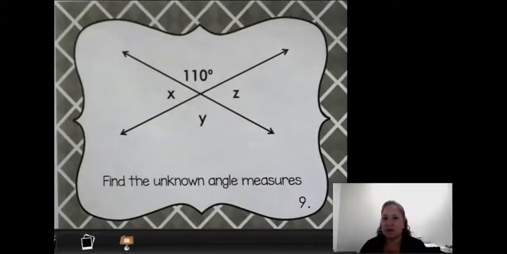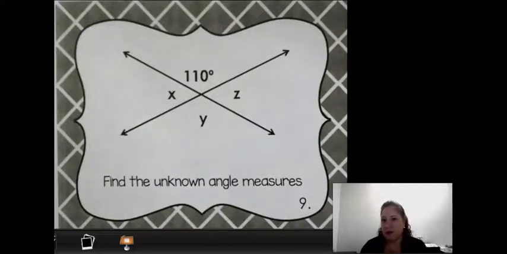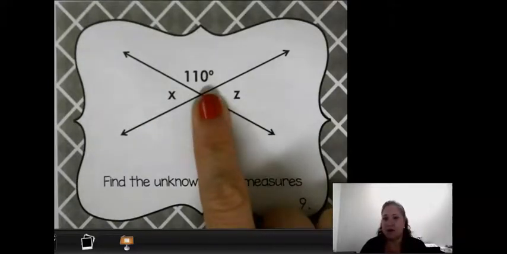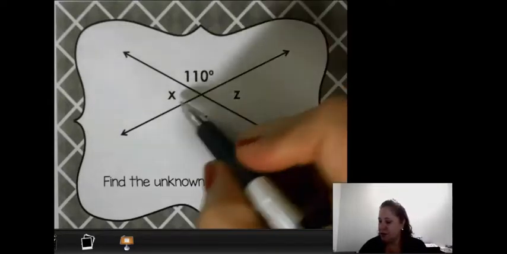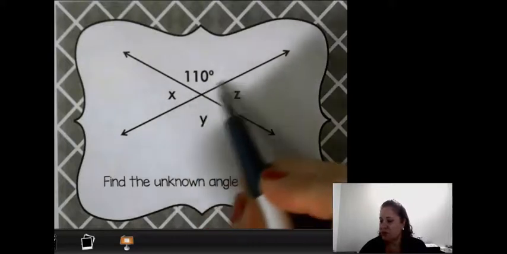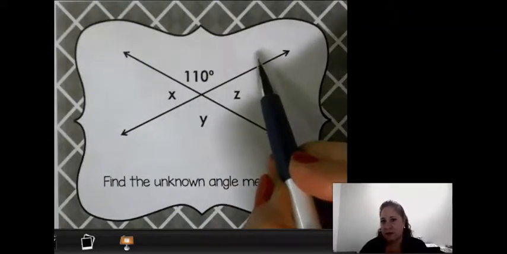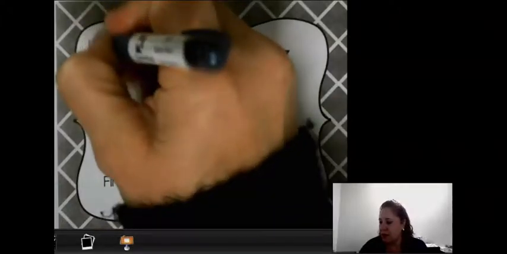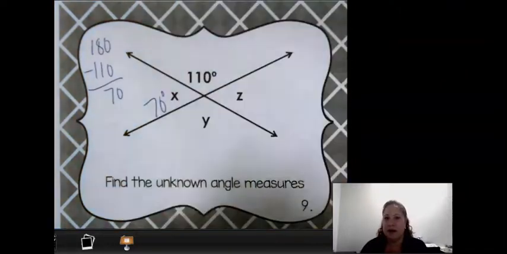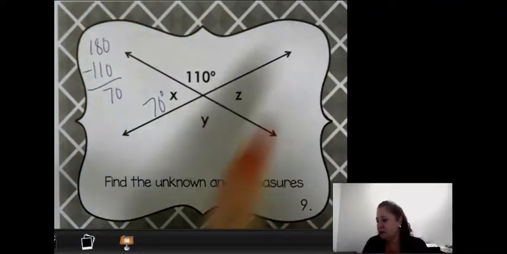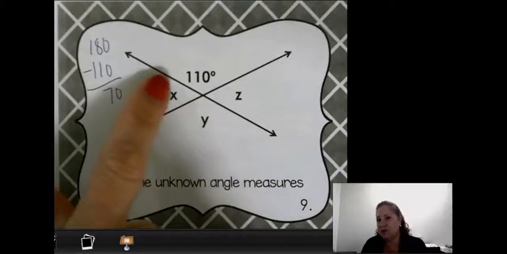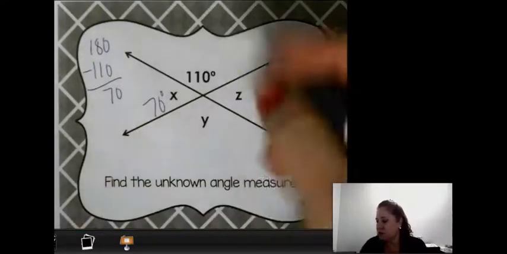Let's check out this question. We're finding the unknown angles, and all we're given is one number. So how are we going to figure out the rest? Well, let's go ahead and start with x. We know that this is a straight angle that should equal 180 degrees. So 180 minus 110 is 70 degrees. So we already know that when you add these two together, it should be 180. And we also know that when we add these two together, it should be 180. So z must also be 70 degrees.